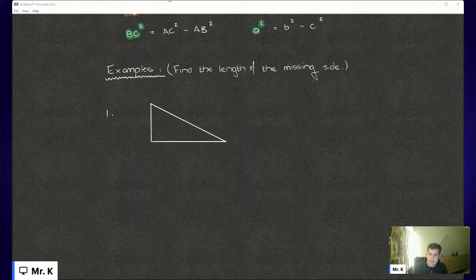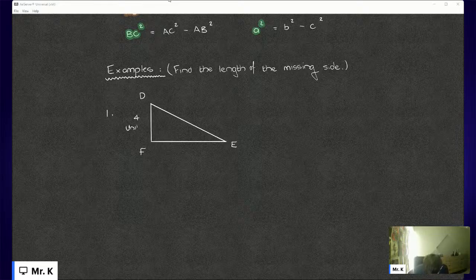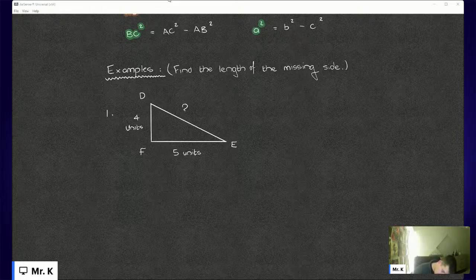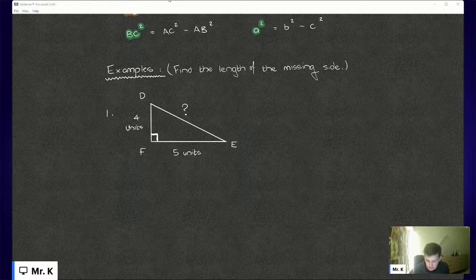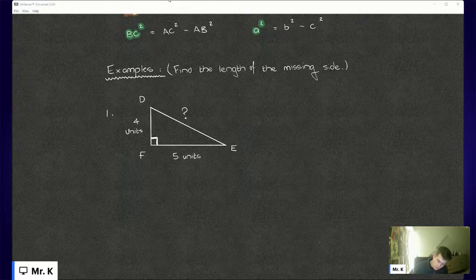Okay, let's say in this first example here we have triangle DEF, and we know that this side is 4 units long, while the base of the triangle is 5 units long. I am being asked to identify the length of the missing side, and I am specifically informed by the diagram that this is a right angle triangle. How do I solve this question, guys?